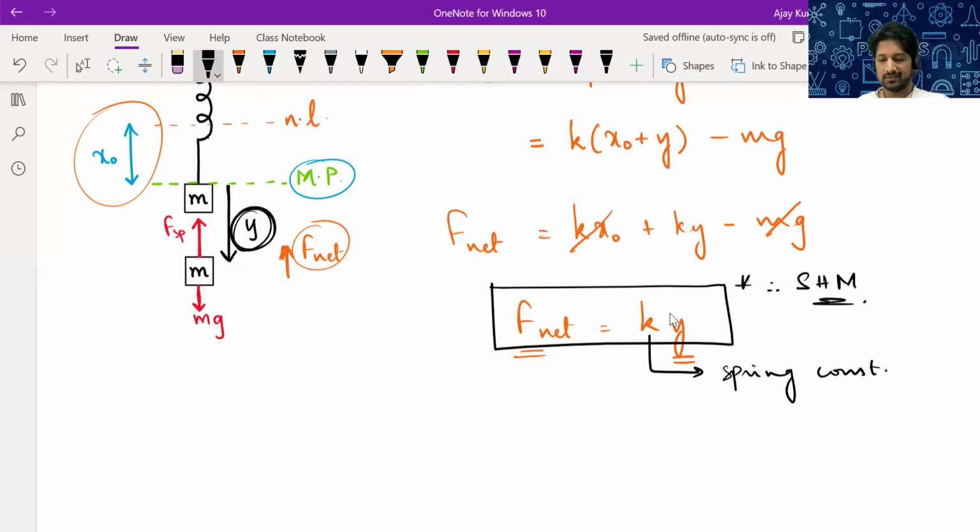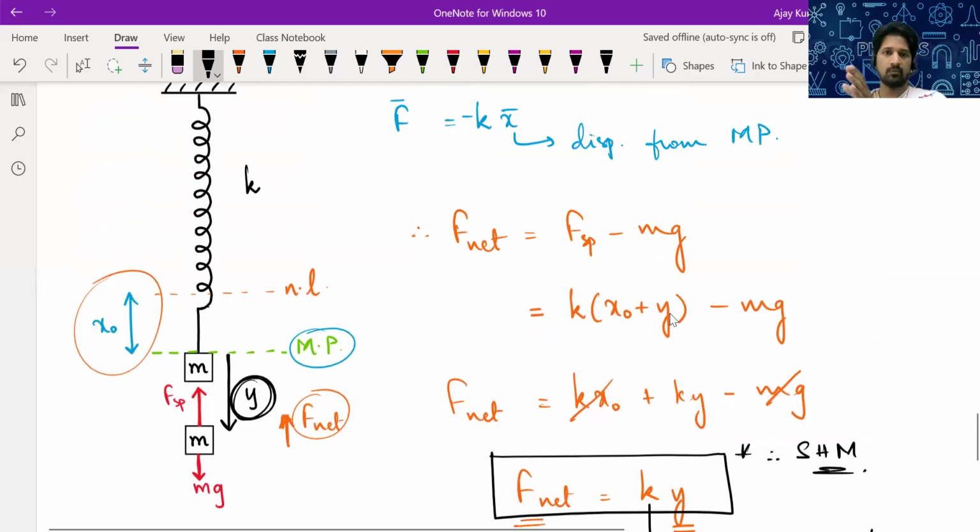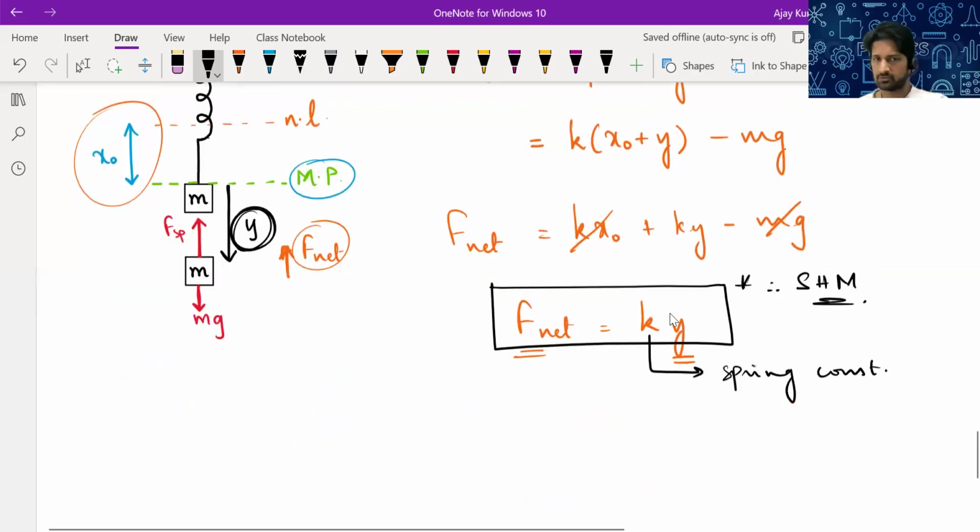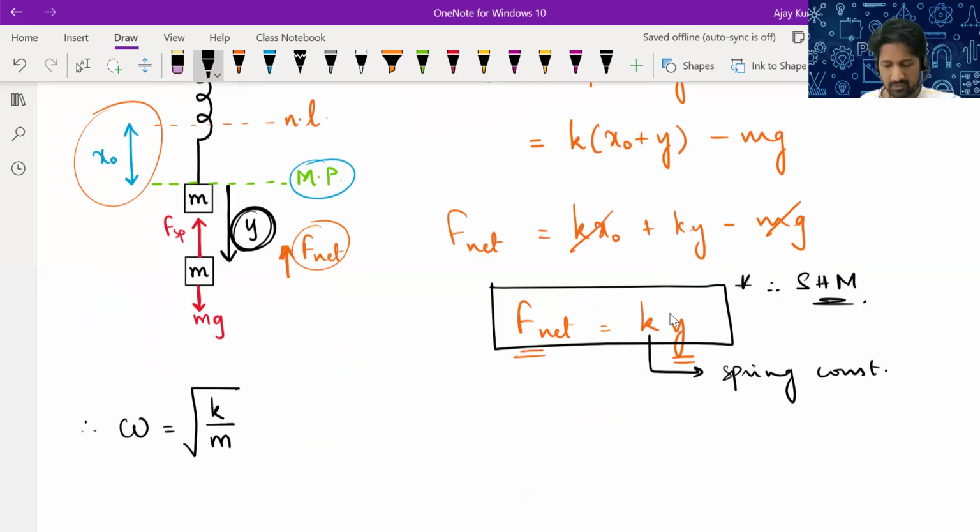This is the proof. The difference between horizontally oscillating and vertically oscillating spring block system is the mean position. For horizontally oscillating spring block system, natural length was the mean position. But here, equilibrium elongation, mg is equal to kx naught, x naught is equal to mg by k. That position is the mean position, and it will oscillate around that position. It won't oscillate around the natural length. That's the only difference. We get the same force constant here. Force constant is still the spring constant itself. Therefore, omega will still be root k by m, where k is the spring constant.